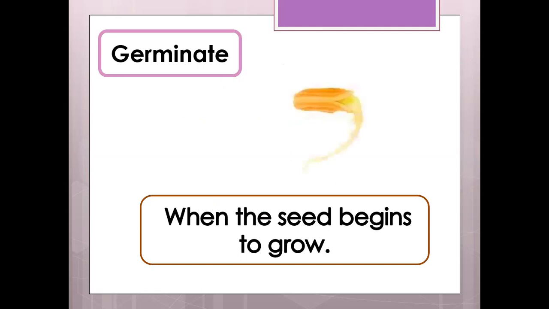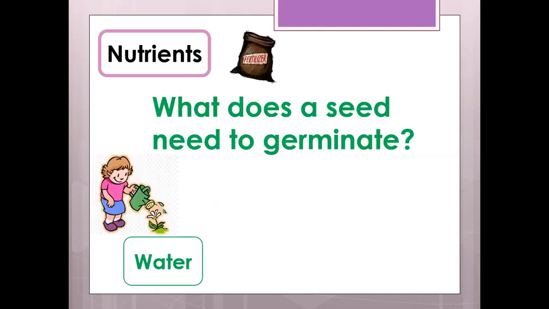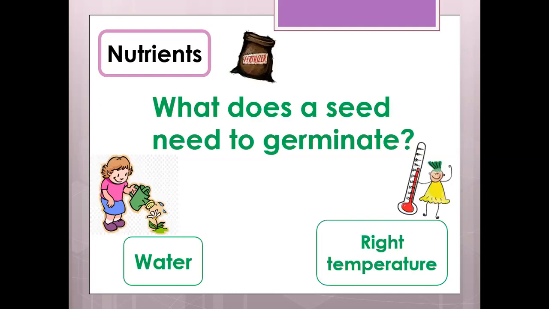First of all, what does germinate mean? Germinate means that the seed begins to grow. Germinate is the verb of grow. So when the seed begins to grow, we say the seed begins to germinate. What does the seed need to germinate? It needs nutrients first of all, then water and the right temperature.